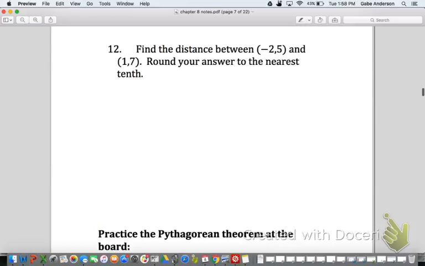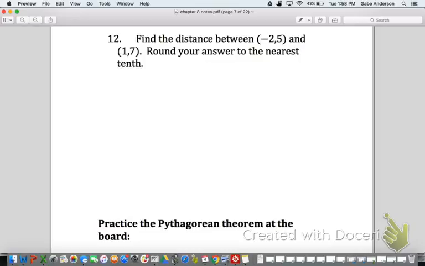Number 12 says find the distance between negative 2, 5 and 1, 7. So what I'm going to do with this is call 1, 7 point number 2, and I'm going to call negative 2, 5 point number 1. My hope would be that you would have the distance formula memorized, or even be able to use the Pythagorean theorem to derive that. Hopefully we'd eventually arrive at this.